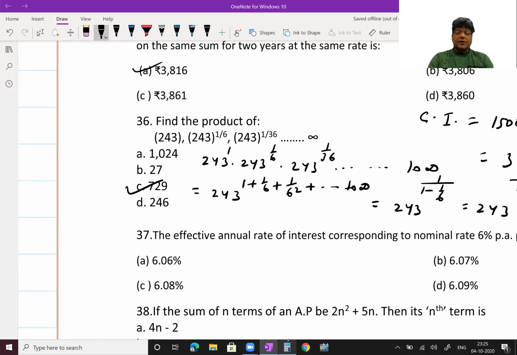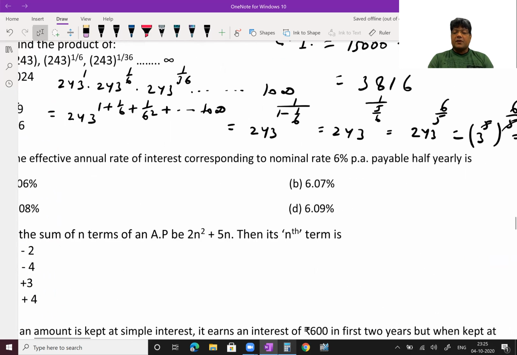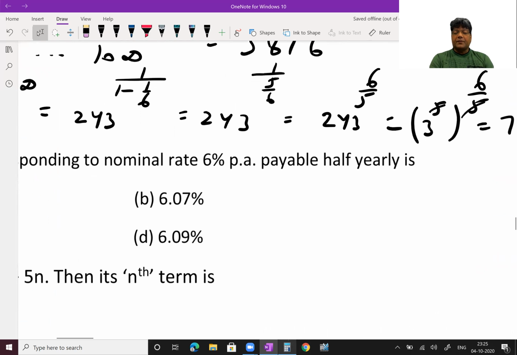729, option C. Now, 37. The effective annual rate of interest corresponding to nominal rate 6% per annum payable half yearly. Payable half yearly means your K value is 2. And nominal rate of interest we denote by I, that is 0.06. And we are asked the effective rate of interest.